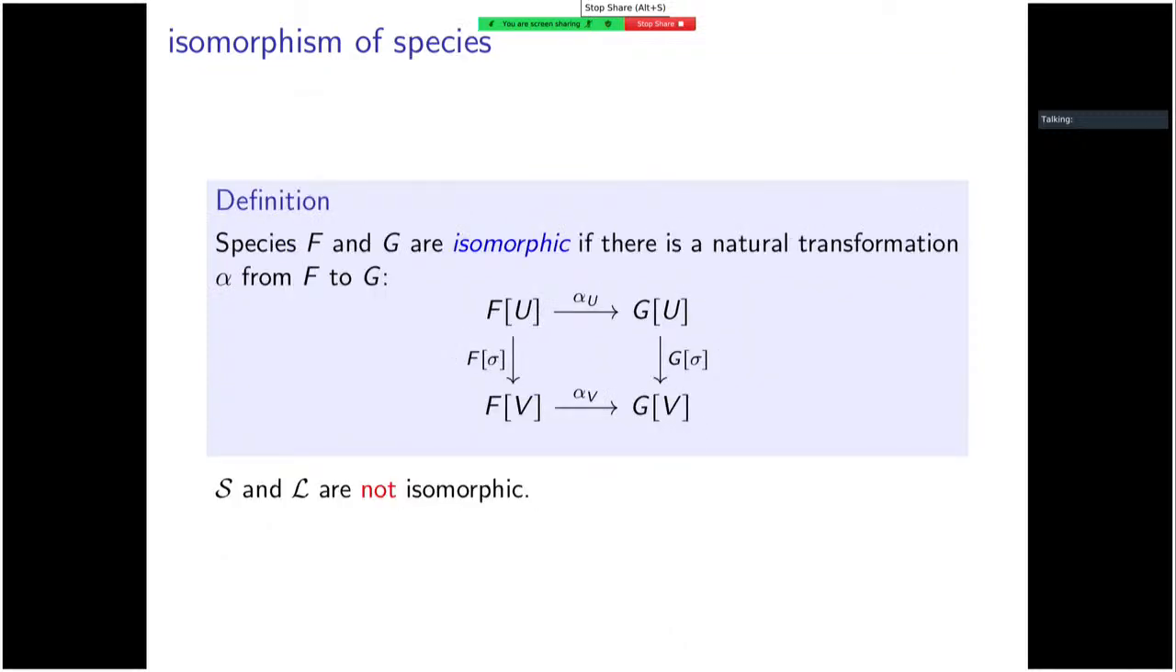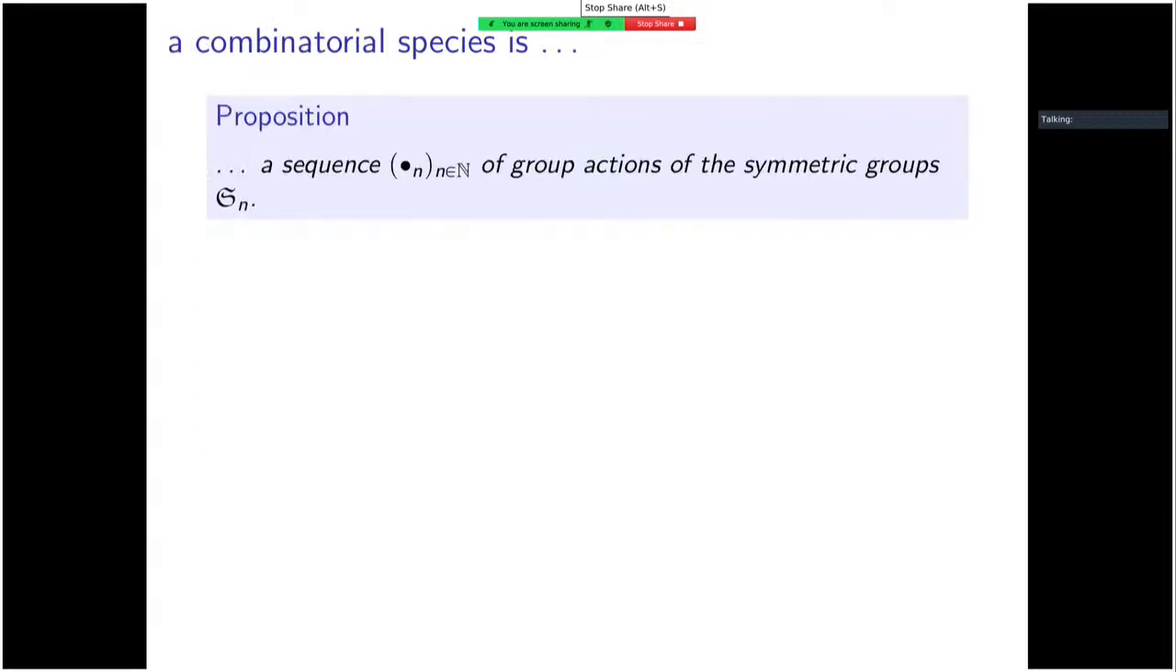Okay, and as we just saw, S and L are not isomorphic because relabeling works in a different way. Now something interesting, which I like a lot. Maybe you have seen group actions before, and it turns out a species is just the same thing as an infinite sequence of group actions of the symmetric groups.